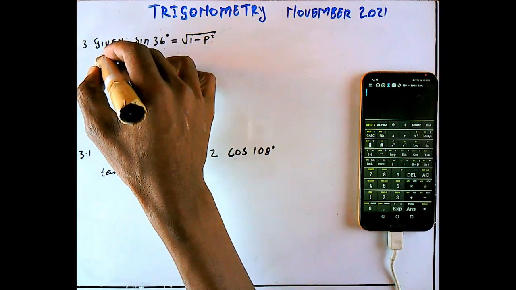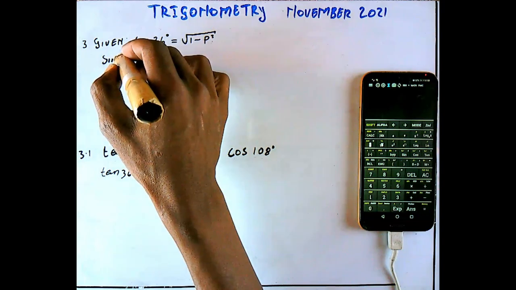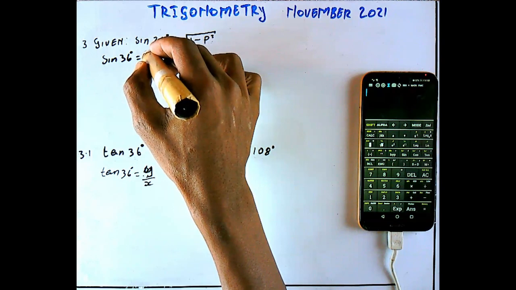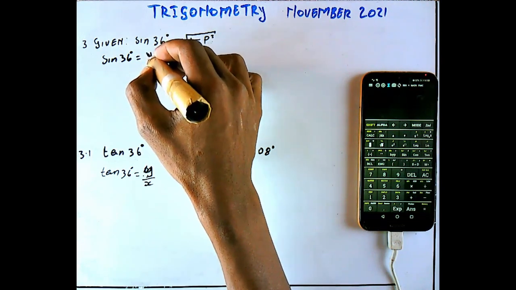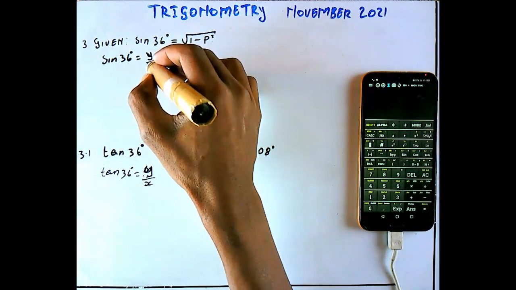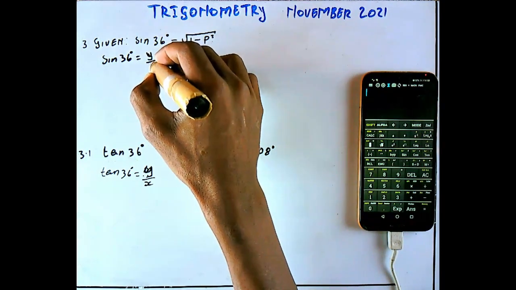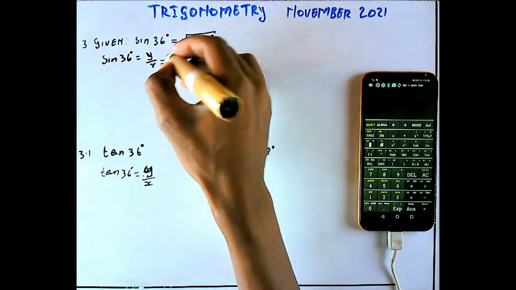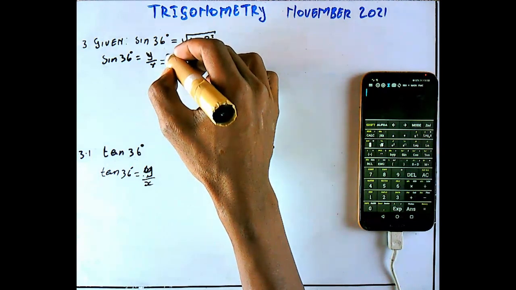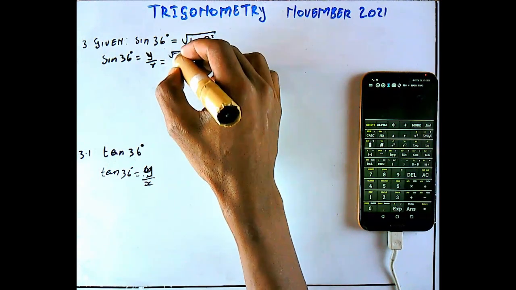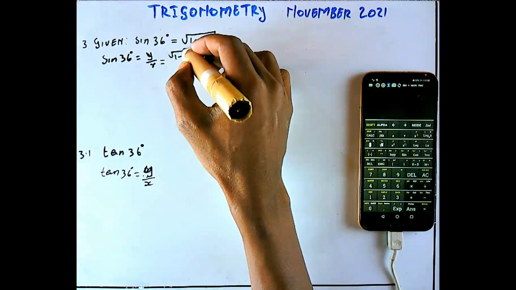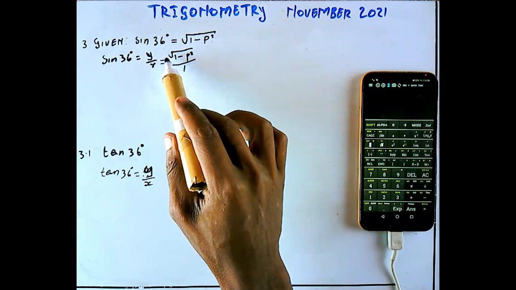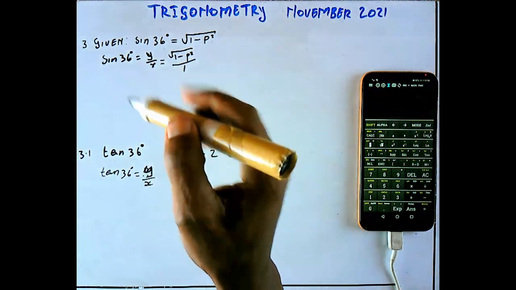Let's see, sine 36 in terms of the side of a right angle triangle. Sine 36 equals opposite over hypotenuse. So which is equals to the square root of 1 minus p squared over 1. So y is the square root of 1 minus p squared, then r equals 1.